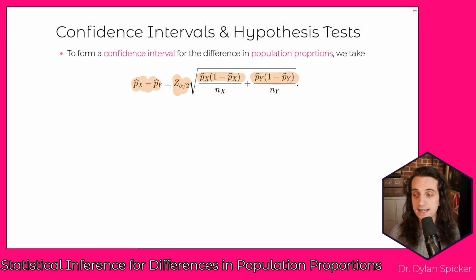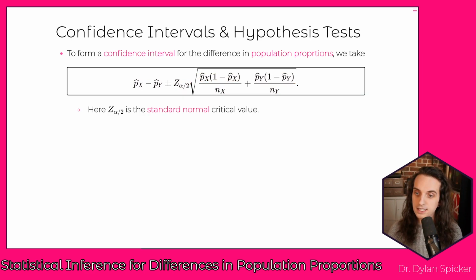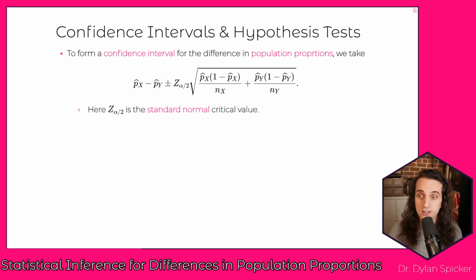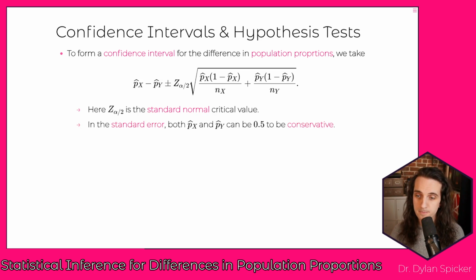So it's going to be p hat x, 1 minus p hat x over the sample size, plus p hat y, 1 minus p hat y over the sample size as well. Okay. Now, z alpha over 2 is our standard normal critical value, right? So that's going to be for the alpha over 2 level.